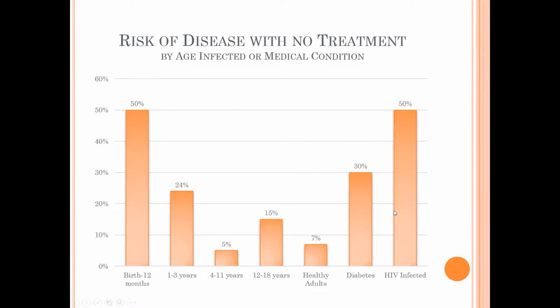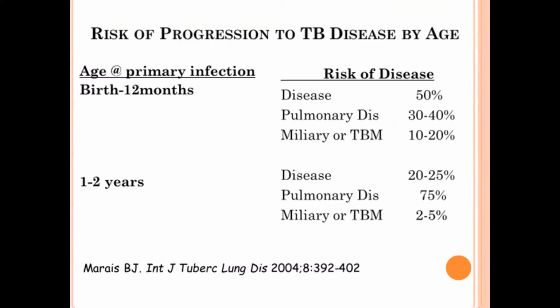And in the last few decades, we've learned that people with diabetes also have an increased risk. And of course, patients with immunosuppressive disorders as well. In the early 2000s, a study out of Africa confirmed these data in the modern day, finding the same information that children in the first year of life have about a 50% risk of progressing to disease. And mostly, while it's about half pulmonary, we also see a high rate of miliary or TB meningitis.